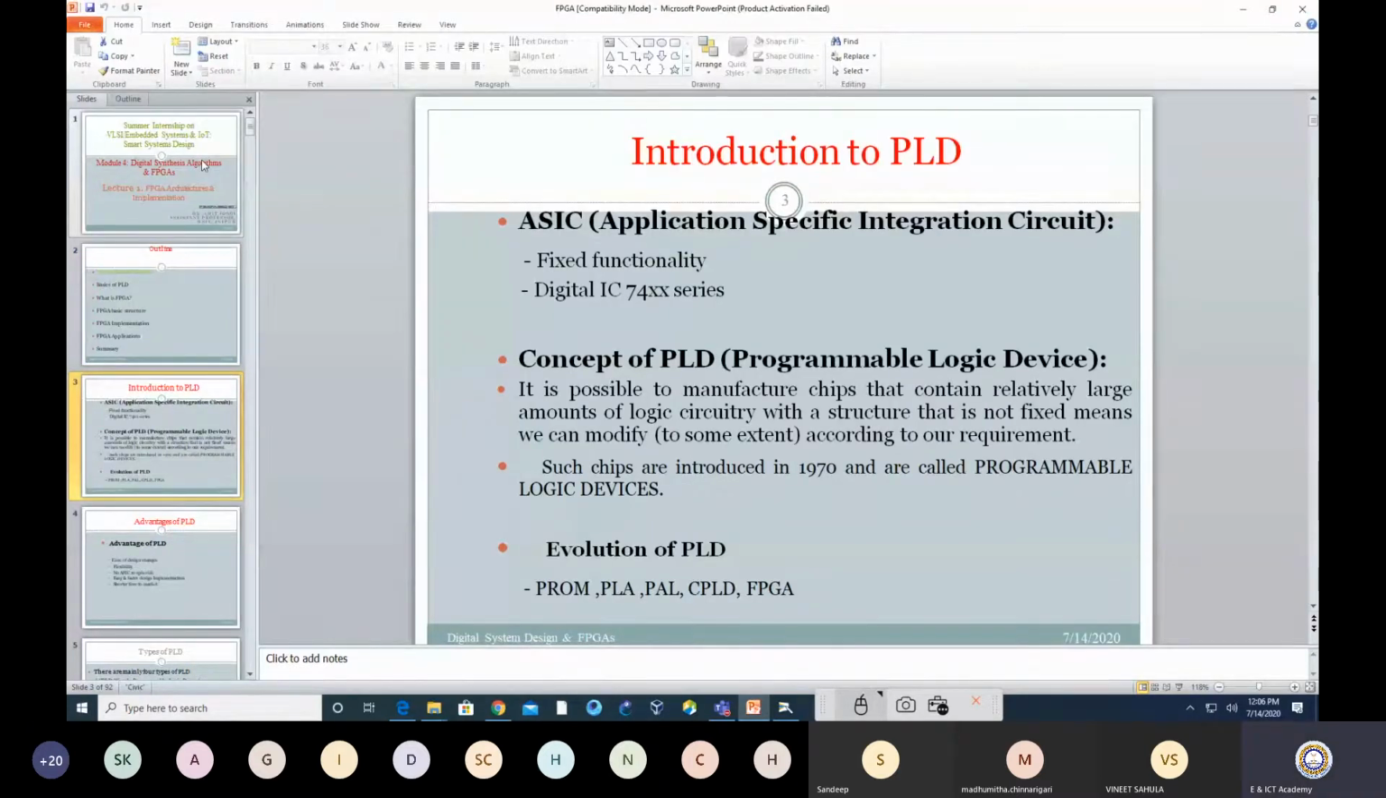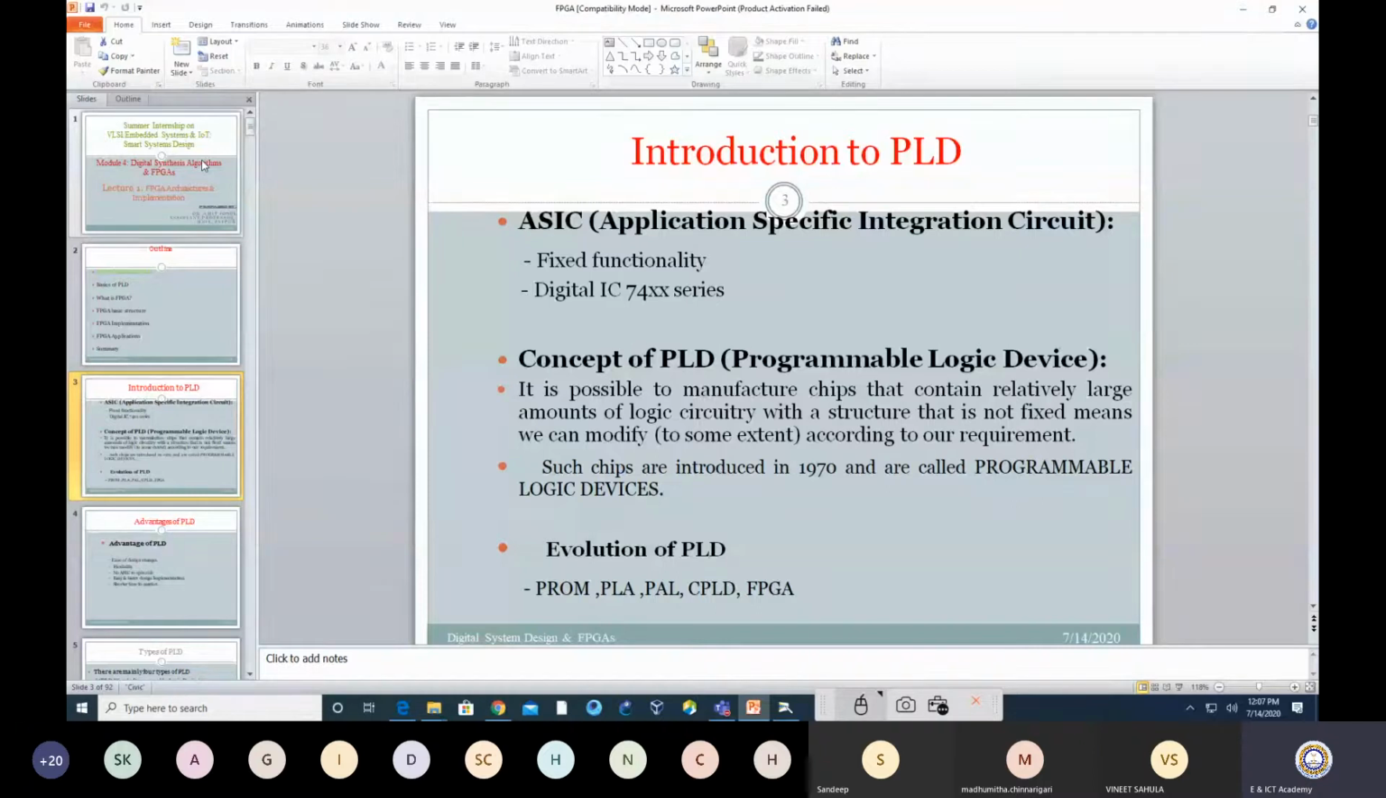Before starting with the FPGA, we should understand what I mean by PLD. PLD stands for programmable logic device. FPGA is one of the members of the PLD family. Now there is another term we define, which is ASIC, application specific integrated circuit. Application specific integrated circuit means that one particular chip is providing some dedicated functionality.